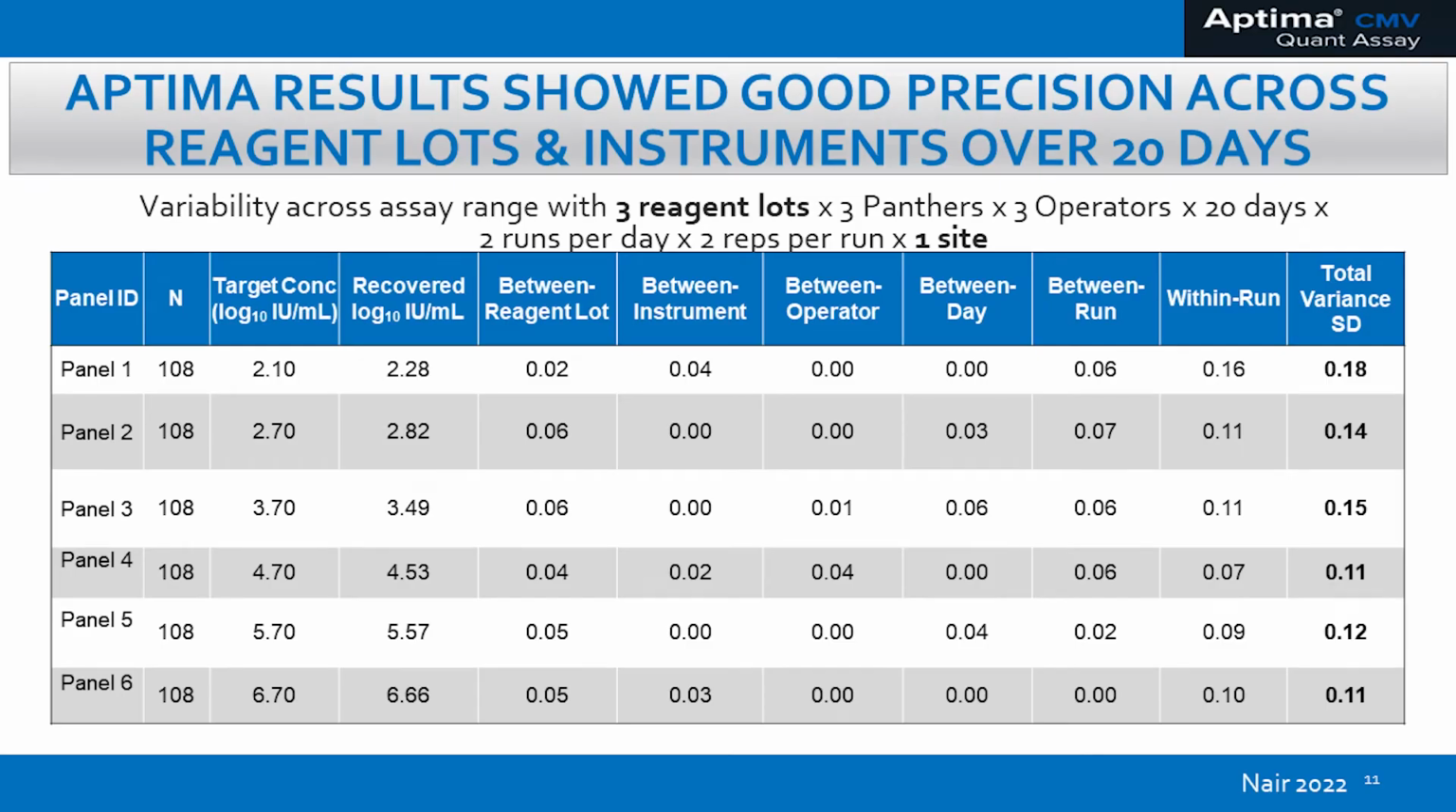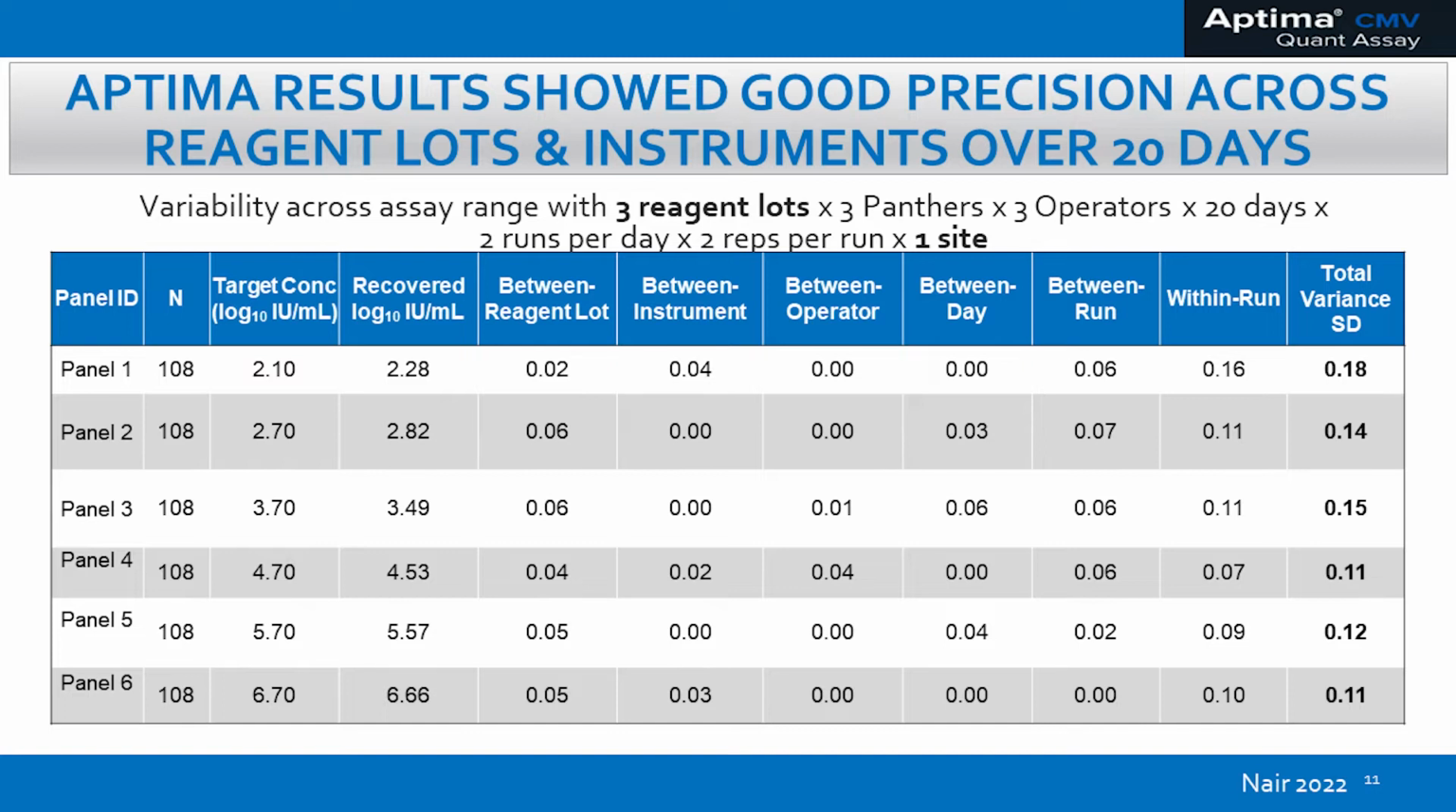Now to the big question: precision, reproducibility, and commutability, because that's something that's often talked about for CMV. So we did this in many different ways. The first step was to test a panel across the assay range, and it was tested with 3 different reagent lots on 3 different Panthers, multiple operators over 20 days. And this testing was done at one site.